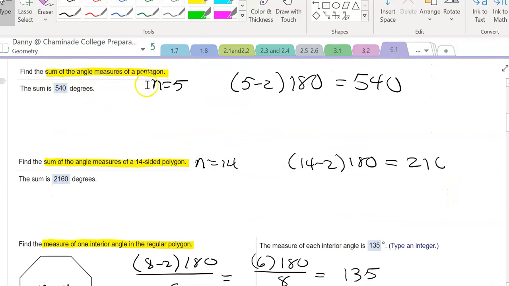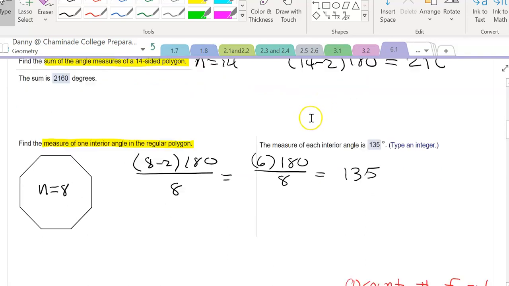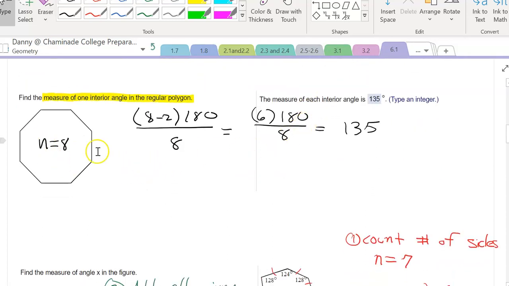Once again, sum of the measures of a pentagon. So pentagon lets us know our n is 5. We're using n minus 2 times 180. Plug and chug. Same here, 14-sided, n is 14. The sum of the angle measures, so I'm using this. Here we have to count these sides. I have 8 of them. I'm looking for the measure of one interior angle, so I'm using this formula.